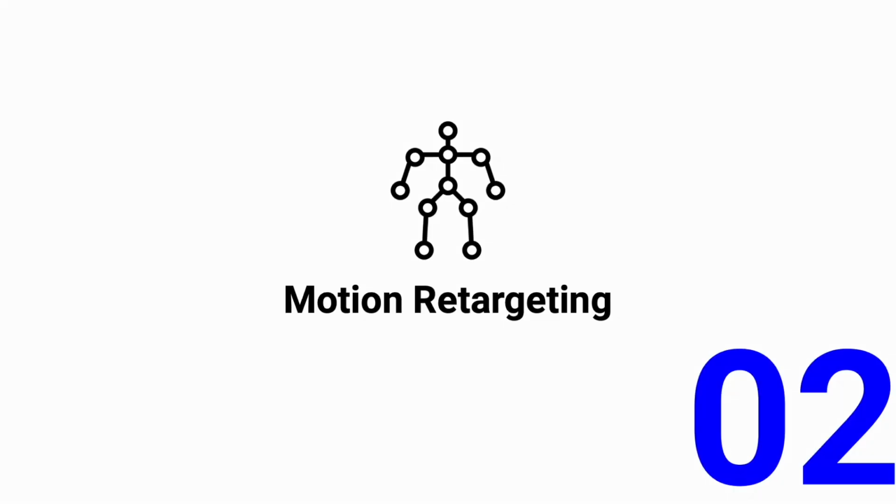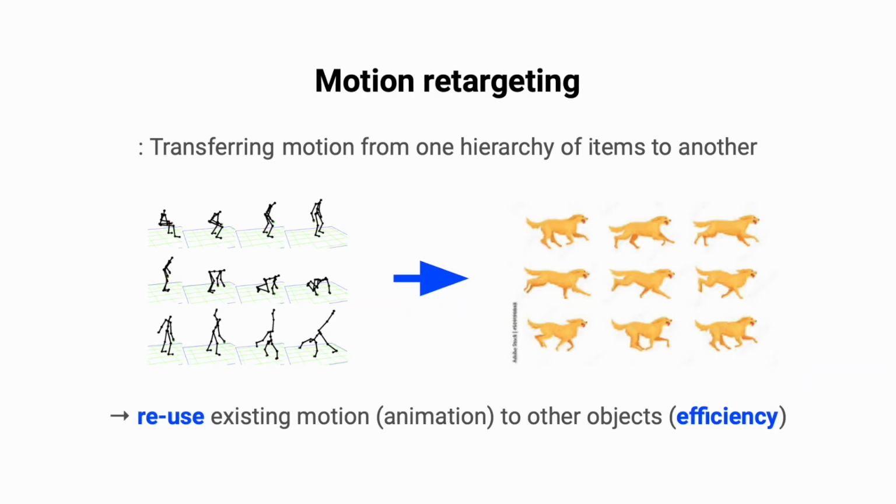Next, I will briefly talk about motion retargeting techniques. Motion retargeting is in the area of computer animation. It simply means transferring motion from one hierarchy of items to another. For example, we can transfer a human's motion to another hierarchy of objects, such as a dog's motion. By applying motion retargeting, we don't have to repeat making the same motions with different objects. We can easily reuse the existing motion for other objects, so it will be very efficient.